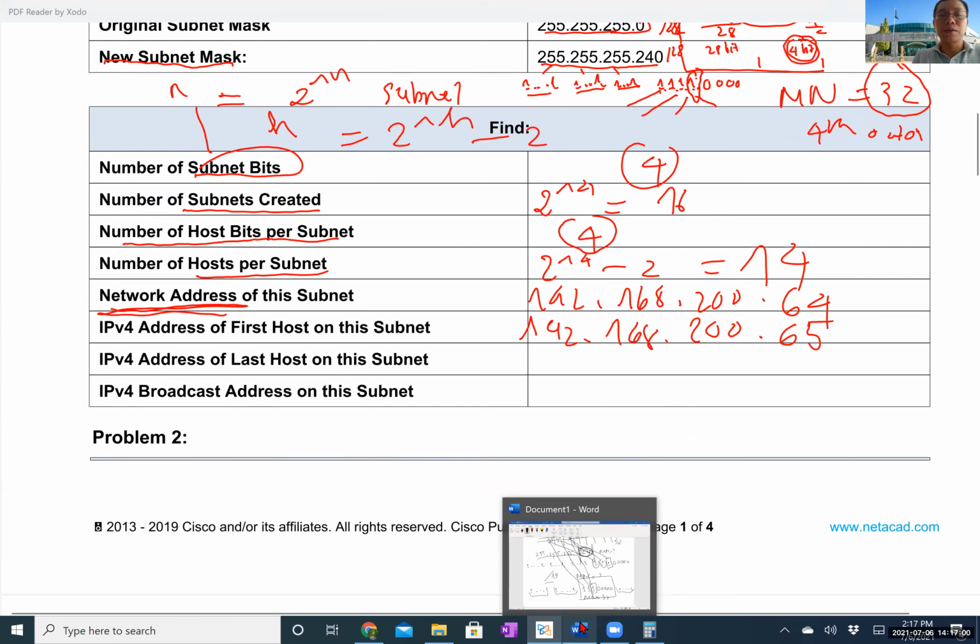Now the question: what is the broadcast address for this one? What do you think? What is the broadcast address? The broadcast 96 or 95? No, not 95.